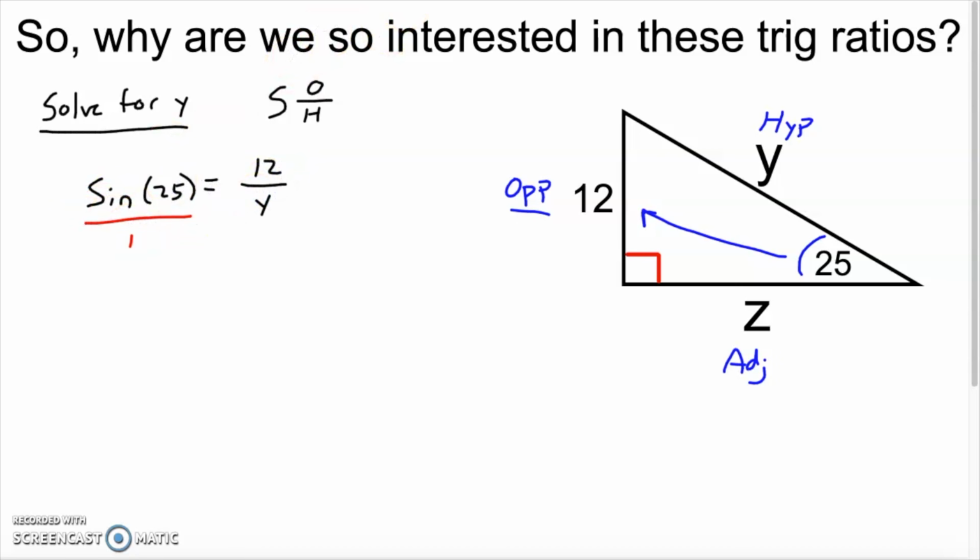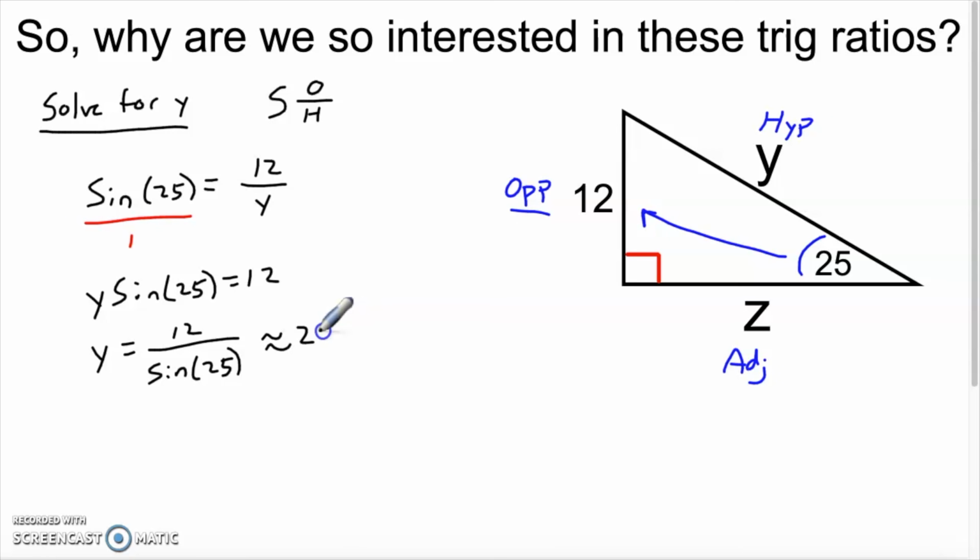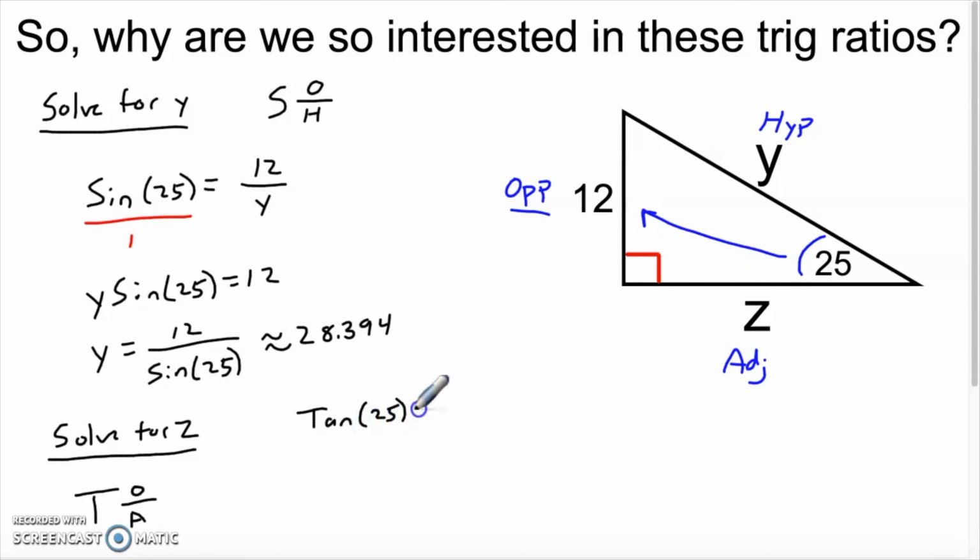We can put that over 1 and cross multiply. We get y times the sine of 25 is equal to 12, which means y is 12 divided by the sine of 25. We're going to pop that into our calculator just the way it looks. We should get approximately 28.394. Now solve for z. So z is the adjacent side, and I still have this 12, which is the opposite. Well, with an opposite and an adjacent, I can use tangent, because tangent is the opposite over adjacent. So I can say that the tangent of 25, still the same angle, is the opposite side, 12, over z.